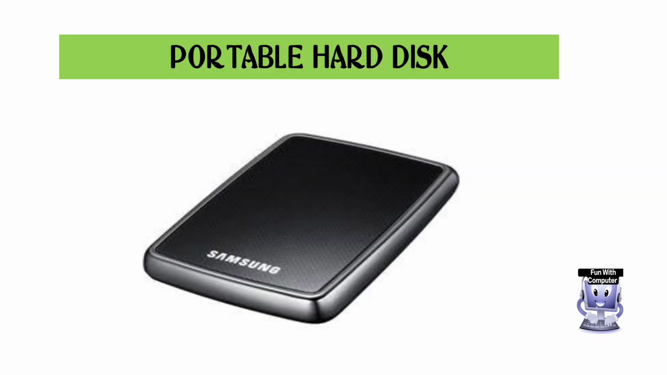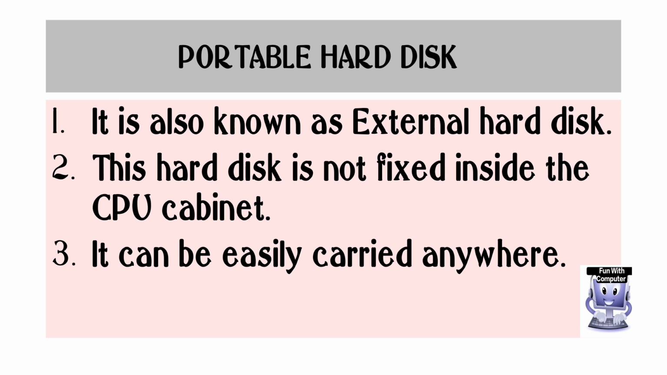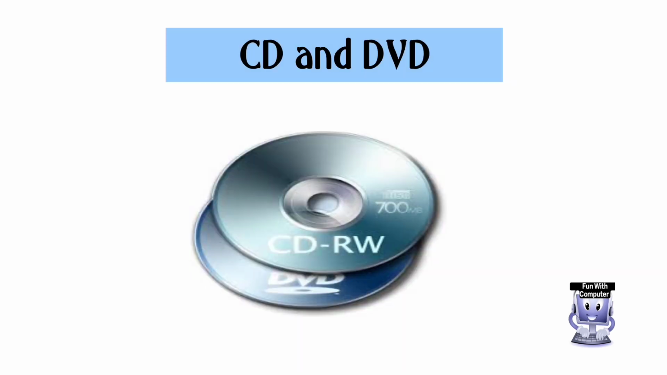Next type is portable hard disk. It is also known as external hard disk. It is not fixed inside the CPU cabinet. Therefore, it is a secondary memory device. It can be easily carried anywhere.